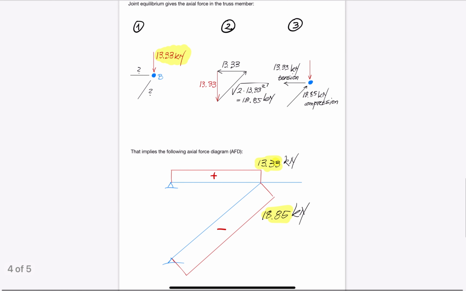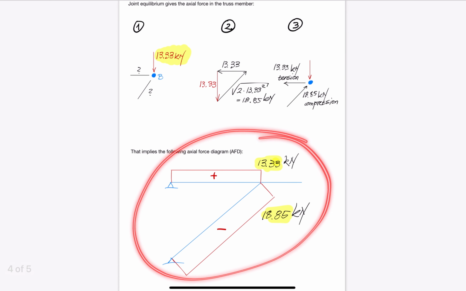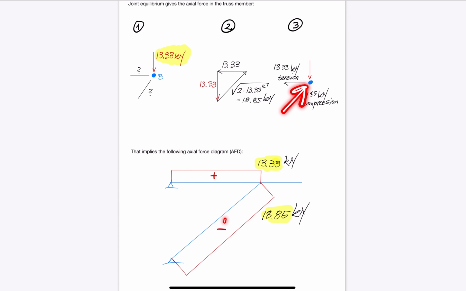The axial force in the truss member is in compression, that is, negative, because the force from the force polygon pushes on the joint. Similarly, the axial force in the beam is in tension, because the force arrow from the closed force polygon is pulling on the joint.